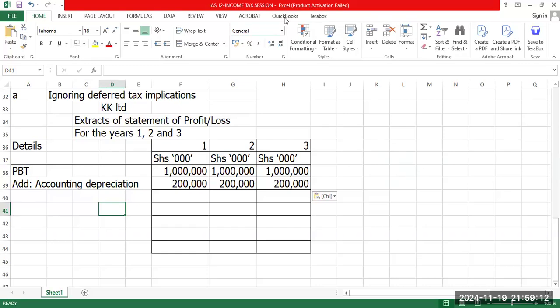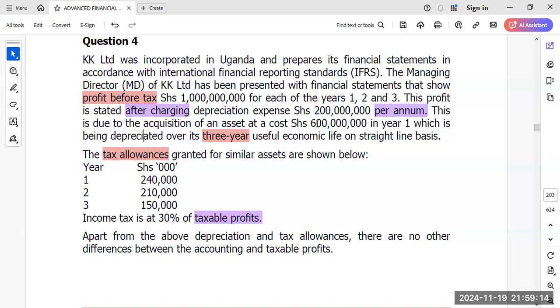Now you cannot go ahead and depreciate. If you get the cost divided by useful life, you'll find that you're actually getting 200 as depreciation, but it is already charged. So we don't need to again compute the accounting depreciation. If at all we are not given accounting depreciation, you just get this cost divided by useful life. 600 million divided by 3, you get this.